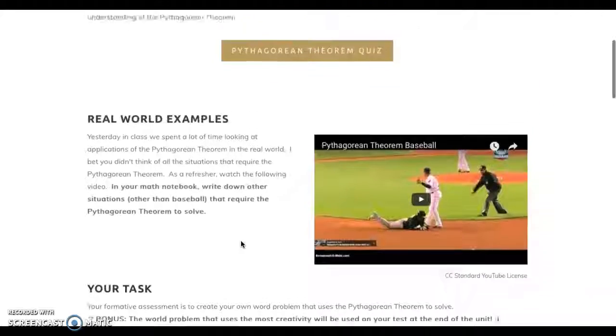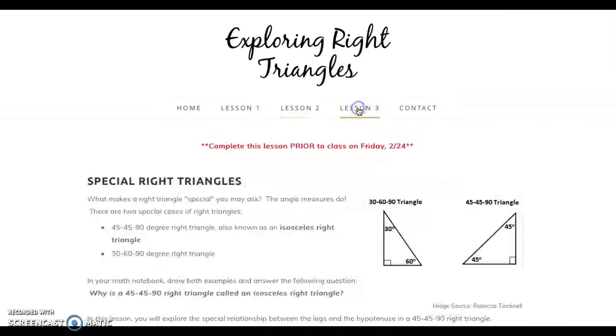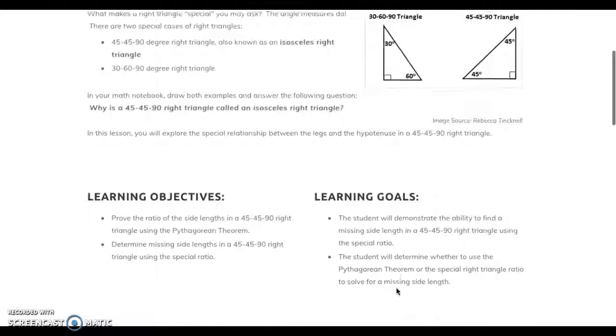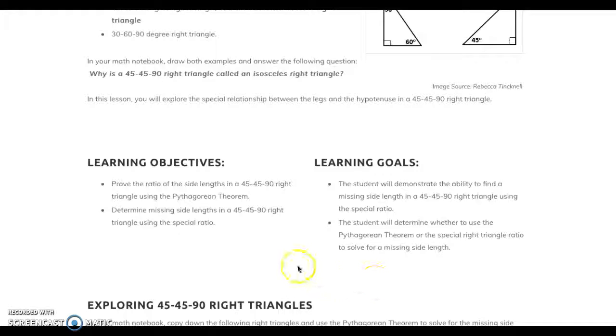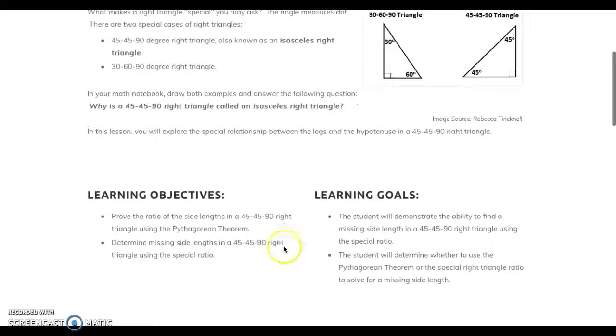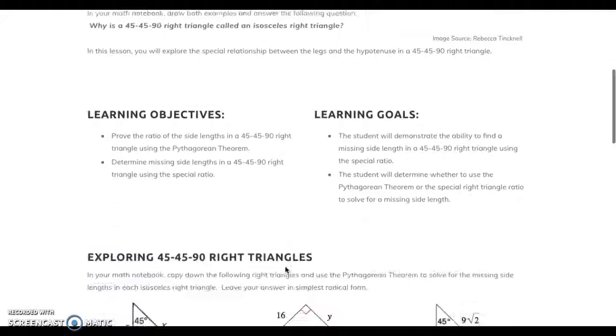The last lesson that you will be required to do is using special right triangles. Please review any videos or notes that are provided for you on this website. Your learning goal for this lesson is to prove the ratio of the side lengths in a 45-45 right triangle using the Pythagorean theorem. You will then determine missing side lengths of a 45, 45, 90 right triangle using this special ratio.